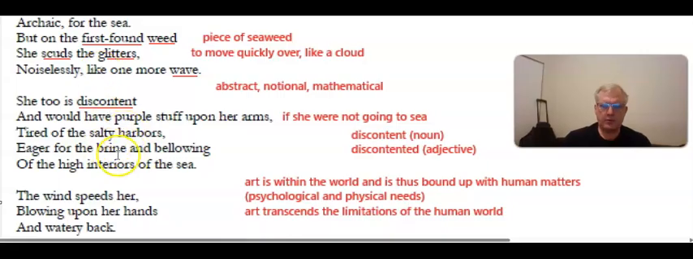As I go deeper into this stanza, I want to formally state this. Art has two components to it. Art must be within the world. As I said, it must have its ear to the ground and is thus bound up with human matters, which means it has to feel, channel psychological and physical needs. In other words, the reality of human life in the world, mortality.